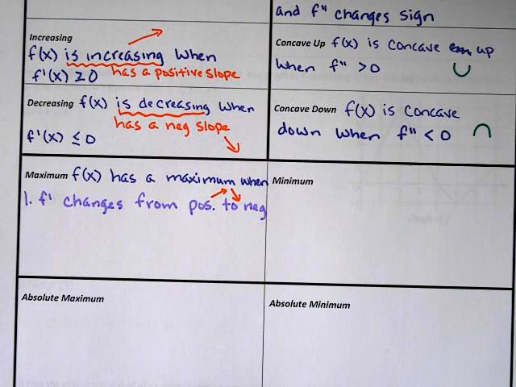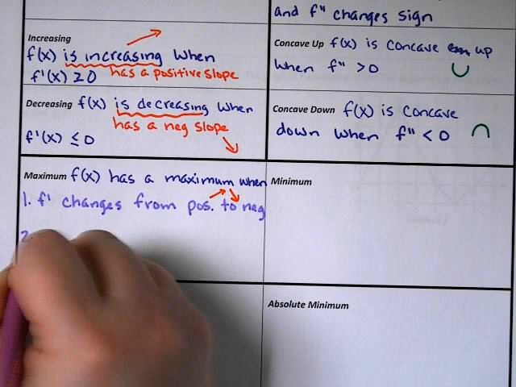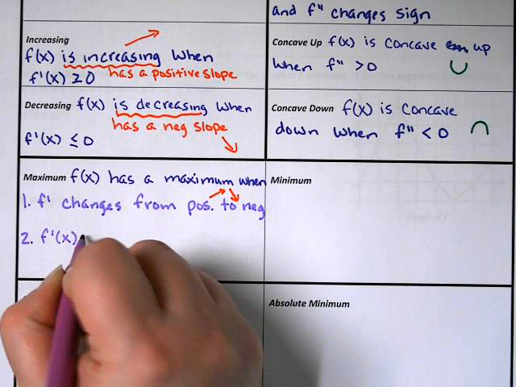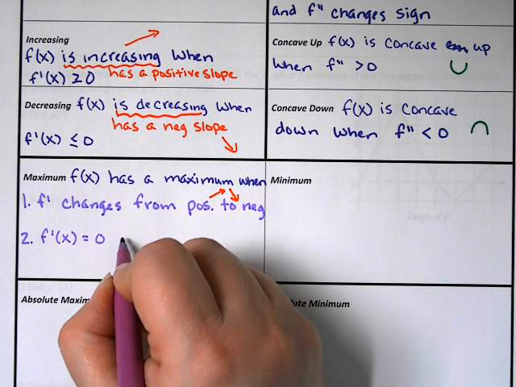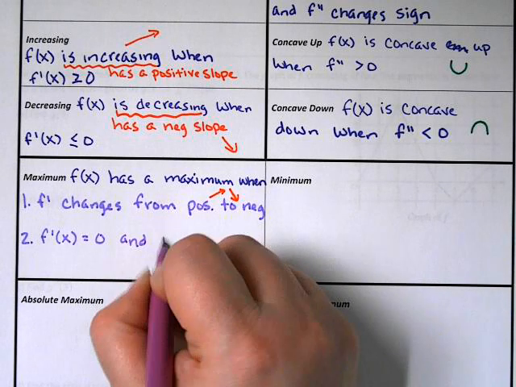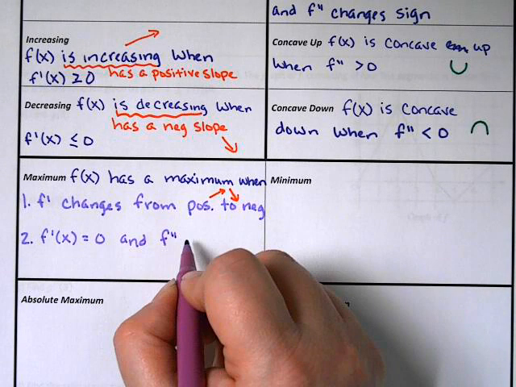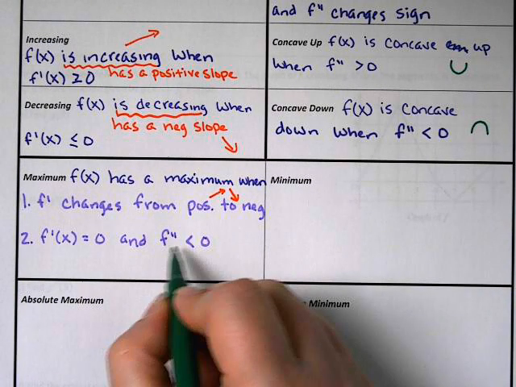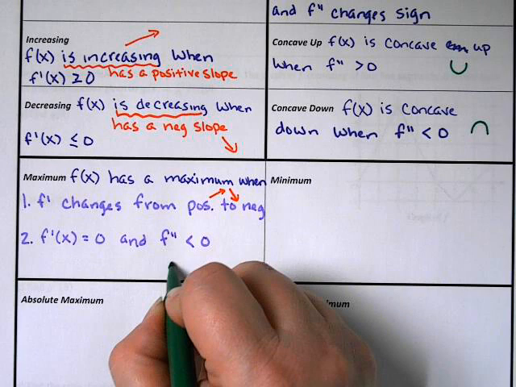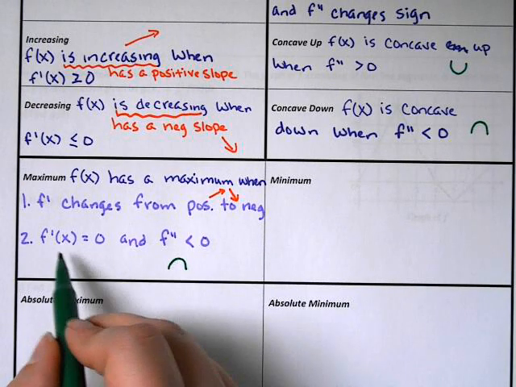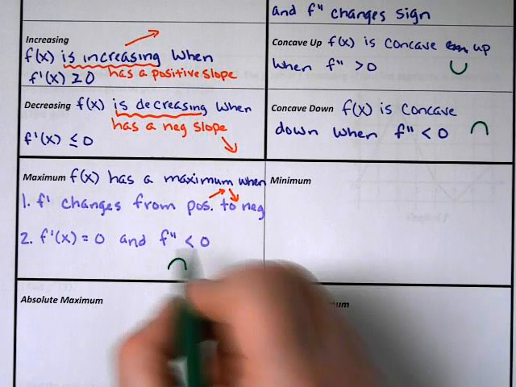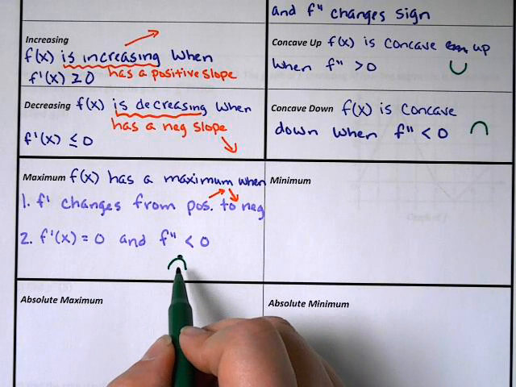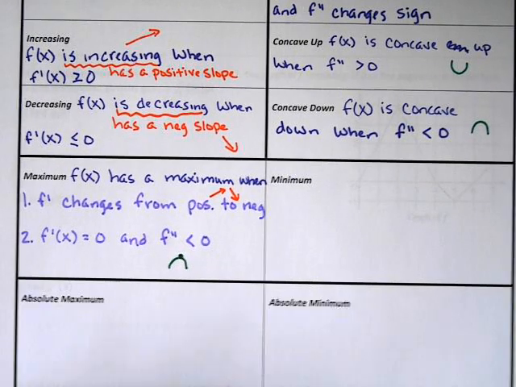The second way that we could have a maximum would be if we know that the first derivative is equal to 0, and we know that the second derivative, f double prime, is less than 0. We know that if the second derivative is less than 0, the function is concave down. And if we know that the first derivative is 0, there's a horizontal tangent, which means we must be at the top, we must be at a peak, and that creates a maximum.